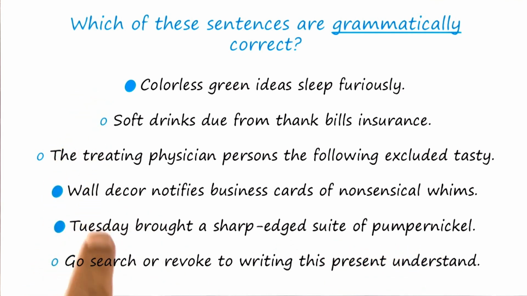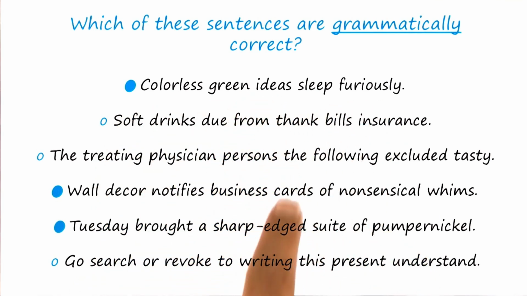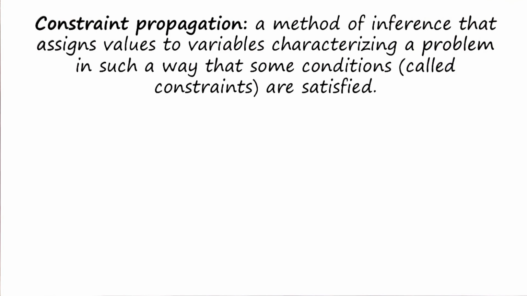Note the vocabulary that David used in trying to find out which of these sentences were grammatically correct. It seemed to me that he was examining if the structure of these sentences was fulfilling certain conditions or certain constraints that he expects from his knowledge of English language grammar. One could even say that he was doing constraint processing. This brings us to the definition of constraint propagation.